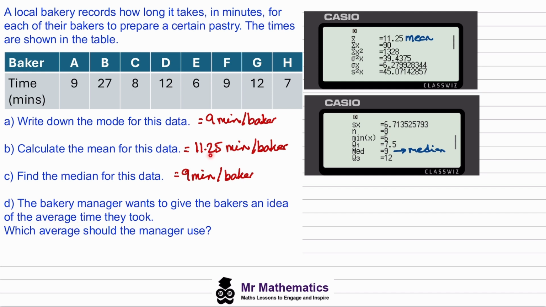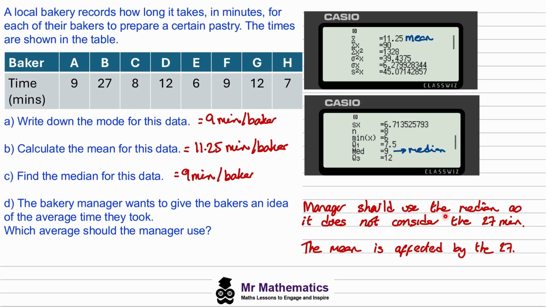And then for part D, which average should the bakery manager use? Well, you can see that the mean is greater than both the median and the mode. This is because it's considered the 27. The median only looks at the middle value, but when you add this 27 to the rest of the data, it pulls up this average. So we'll say that the manager should use the median, as it does not consider the 27 minutes, whereas the mean is affected by that 27. Okay, let's try one last question.